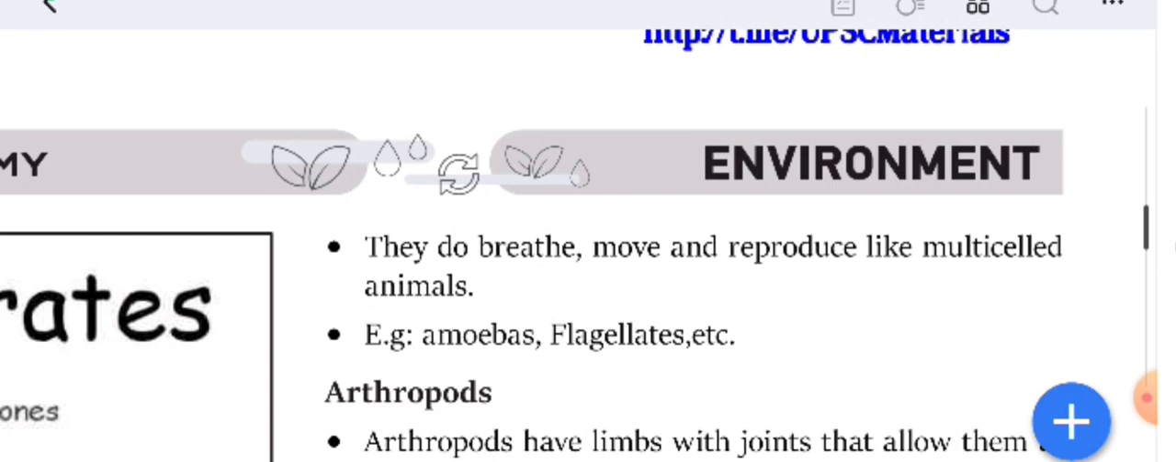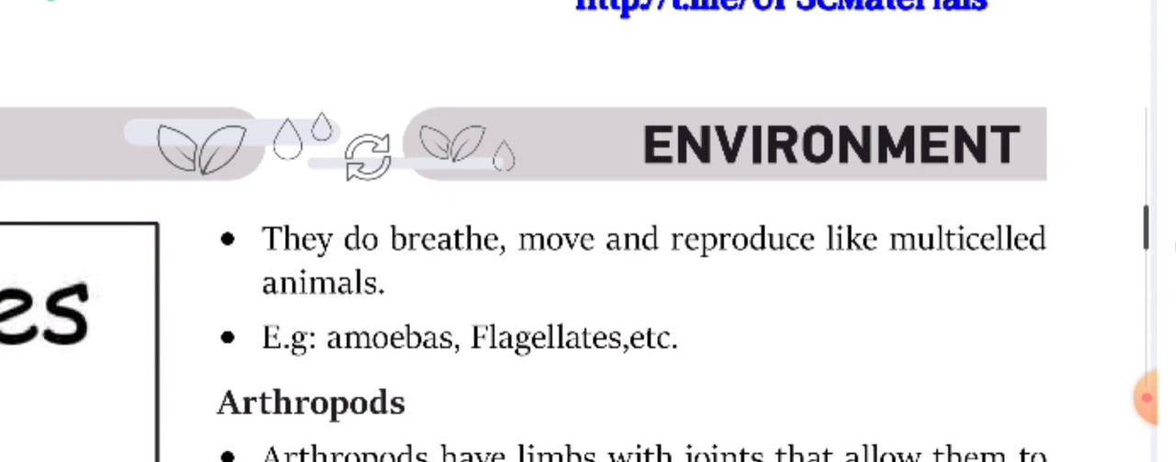So amoeba, we have been studying it since childhood. They do breathe, move and reproduce like multi-celled animals, like amoeba, flagellates, etc.